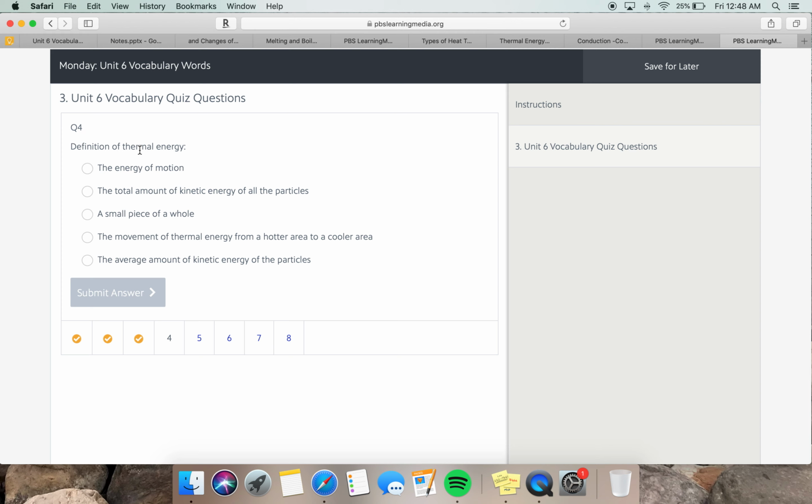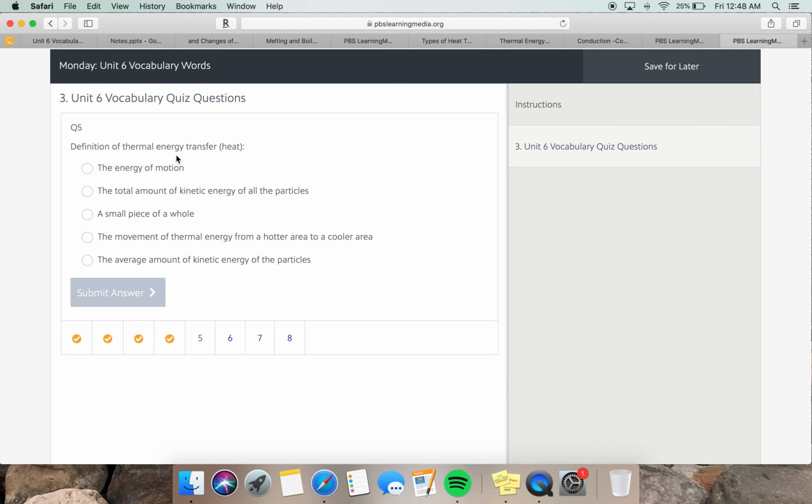Number 4, definition of thermal energy. Remember the orange carton and the orange bottle? We said thermal energy is the total amount of kinetic energy of all the particles. It's when you add up all of the particles together, their kinetic energies, that will give you the thermal energy.